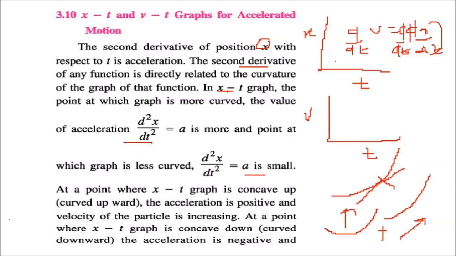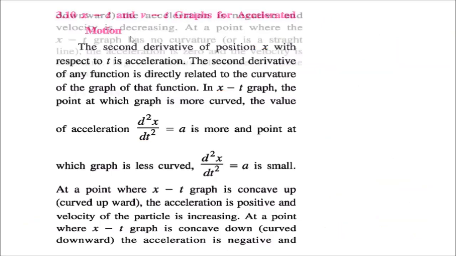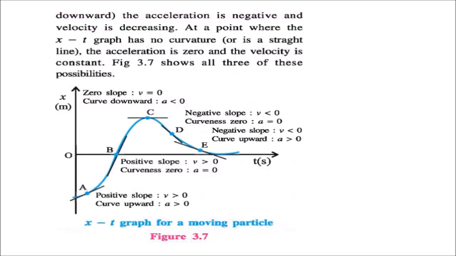Whereas in the xt graph, if the graph is concave down, that is, it is curved downward, the acceleration would be negative and the velocity will be decreasing. So this is your xt graph. At a point where this xt graph has no curvature, or you can say it's a straight line, the acceleration is 0.